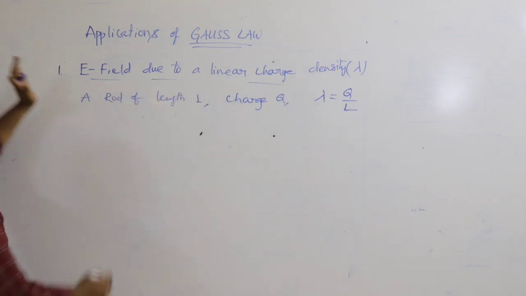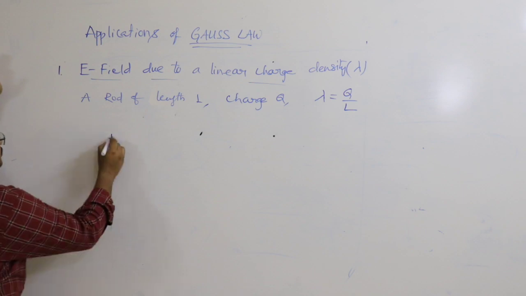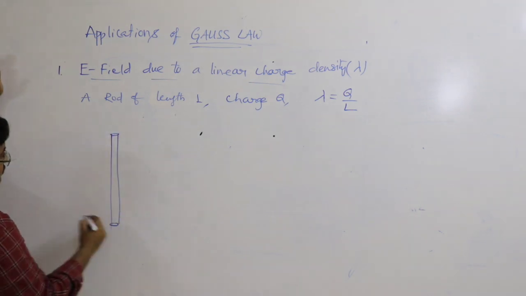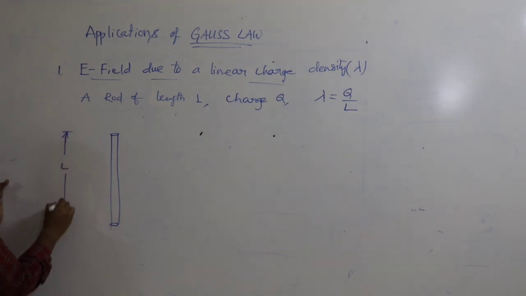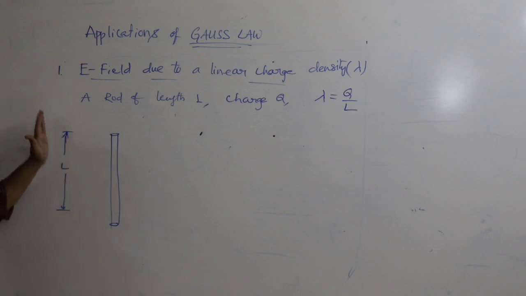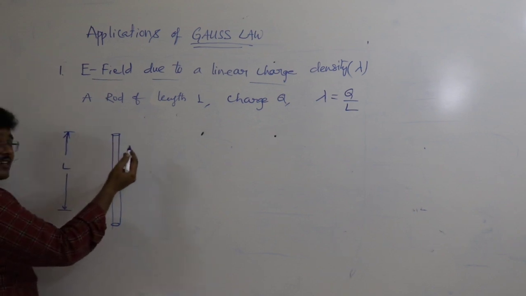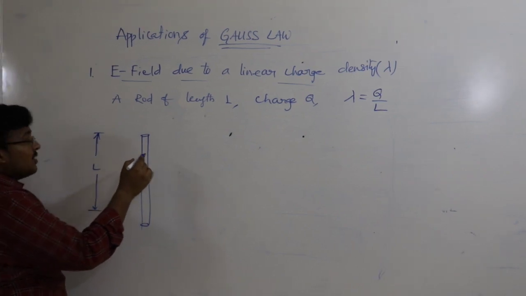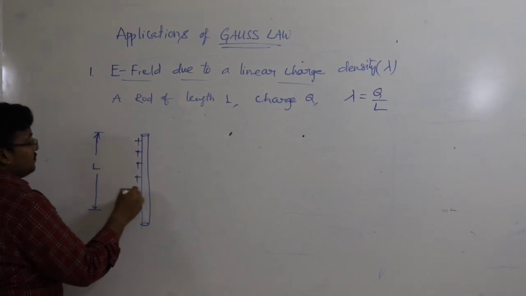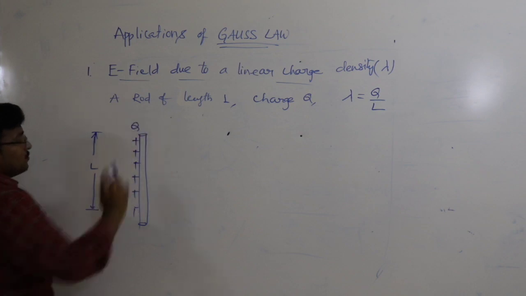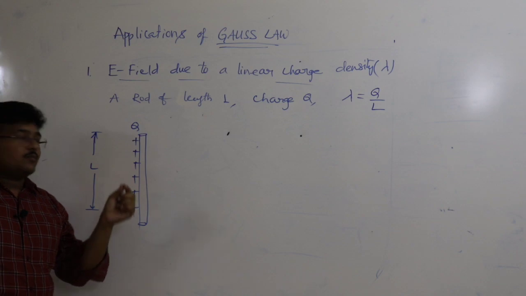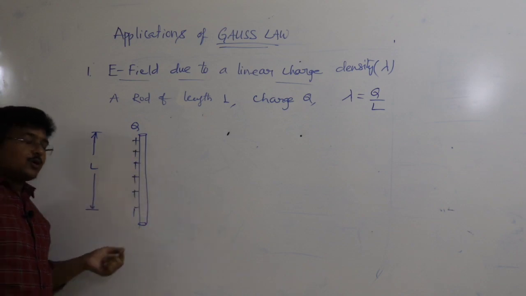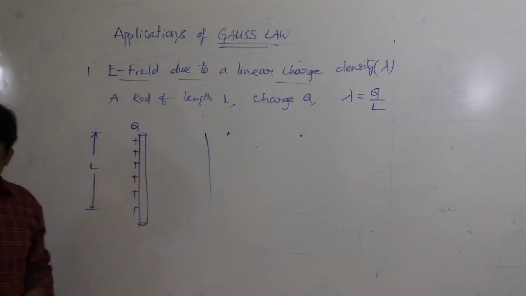So for this I am taking a rod, and the length of the rod is L, okay. The length of the rod is L and the charge given is plus Q. Sometimes it looks like a cylinder, but for understanding I am drawing it like this. You can take a rod like this also, no problem, okay.